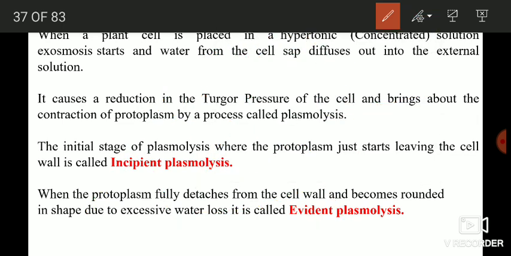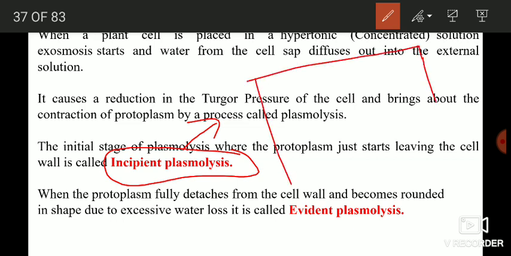Plasmolysis takes place in stages, and the very initial stage of plasmolysis, where the protoplasm just starts leaving the cell wall, is called incipient plasmolysis. So incipient plasmolysis is the initial stage of plasmolysis where the protoplasm starts leaving the cell wall. Here is a cell, protoplasm starts leaving the cell wall.